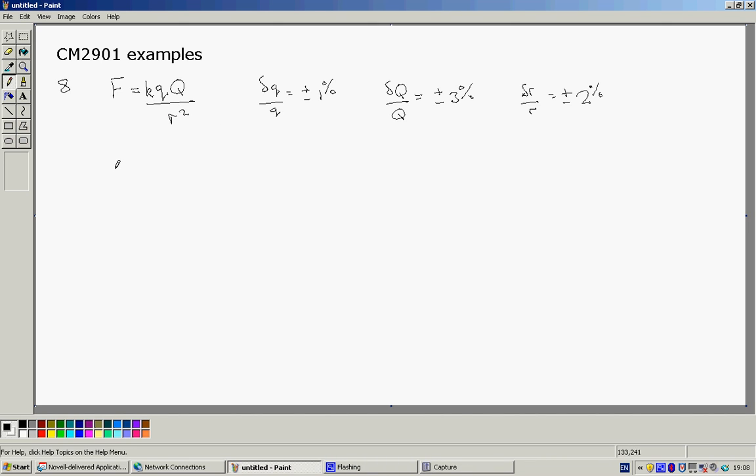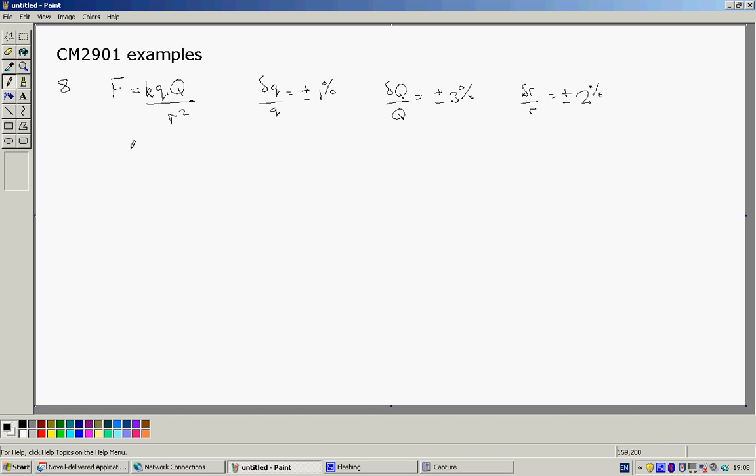In question 8, we're given that f equals k small q times large Q upon r squared, and we're asked to find the percentage change in f due to the following accuracy figures for the three independent variables, small q, large Q and r.